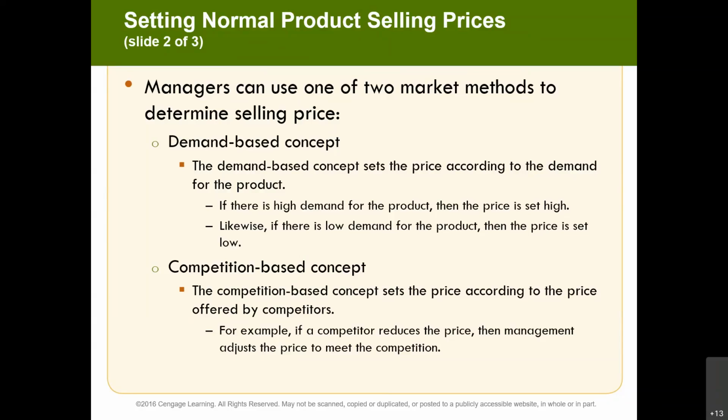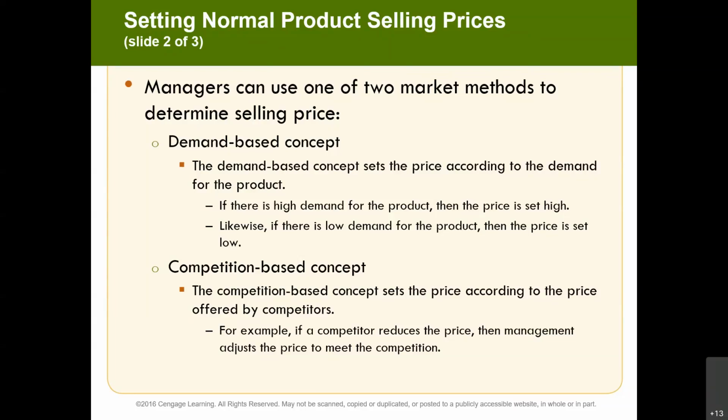In competition-based pricing, it works a little bit differently. In competition-based pricing, we set our prices according to what our competitors are selling the same or similar product for. An example of this would be the reduced price that management adjusts it to meet the competition. Here's an example I like to use, for the airlines. For those of you who have traveled on an airplane, or if you regularly travel, you might look at airline ticket pricing. Airline ticket prices are set by either demand or competition.